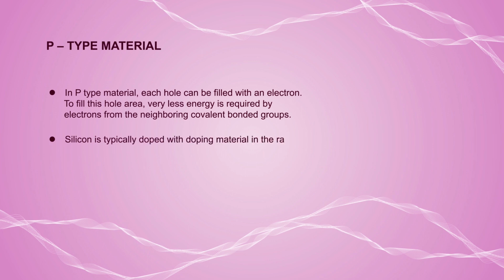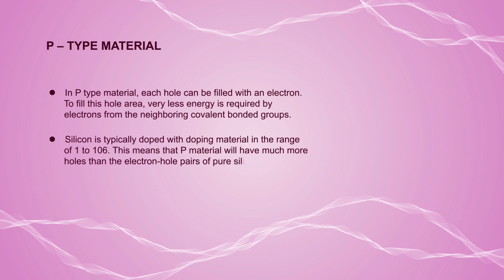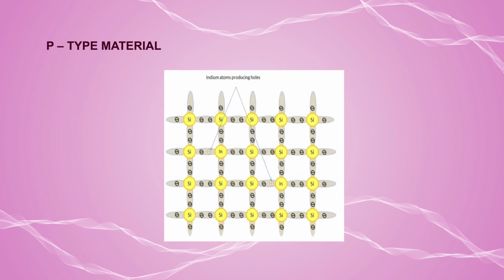Silicon is typically doped with doping material in the range of 1 to 10^6. This means that p material will have many more holes than the electron hole pairs of pure silicon. The below figure shows the doping of p-type material, or we can say pure silicon material doped with the trivalent element, which is indium or gallium.